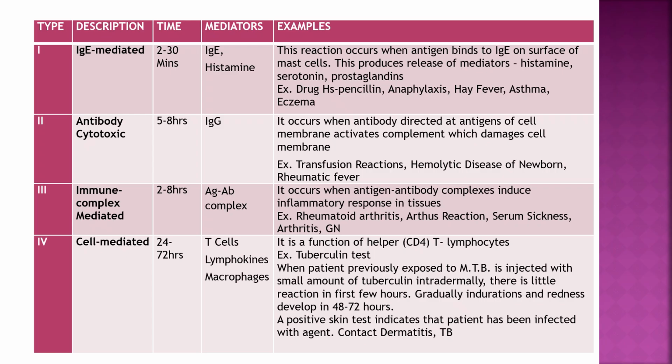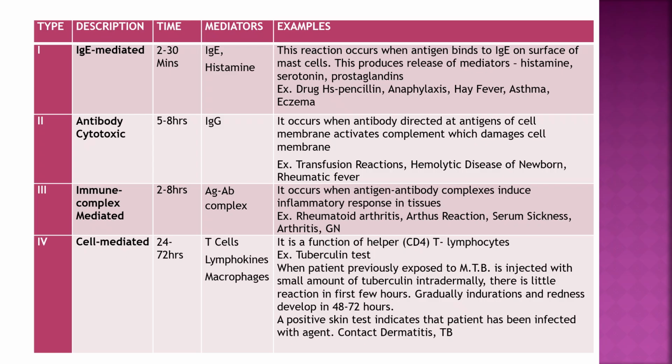Immediate are types 1, 2, and 3, and delayed is type 4. Type 1 is IgE mediated, occurring within 2 to 30 minutes, and the mediators are IgE and histamine. This reaction occurs when antigen binds to IgE on the surface of mast cells. This produces release of mediators: histamine, serotonin, prostaglandins. Examples: drug hypersensitivity such as penicillin, anaphylaxis, hay fever, asthma, eczema.